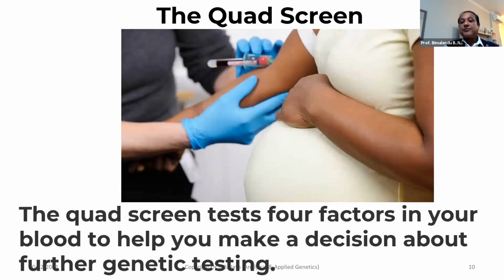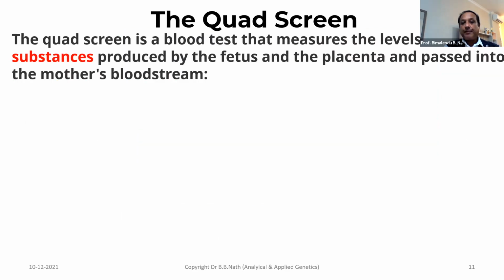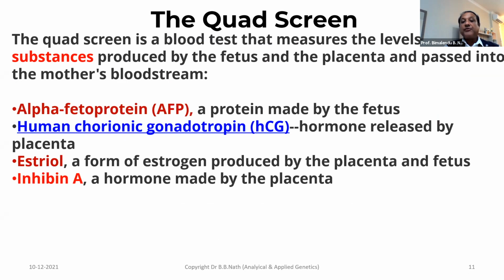The quad screen tests 4 factors in your blood to help you make a decision about further genetic testing. It's a blood test that measures the level of 4 substances produced by the fetus and the placenta, which one can find in the mother's blood serum. One is alpha fetoprotein, a protein made by the fetus, human chorionic gonadotropin, a hormone released by the placenta, then estriol, a form of estrogen produced by the placenta and fetus, and inhibin A, a hormone made by the placenta.